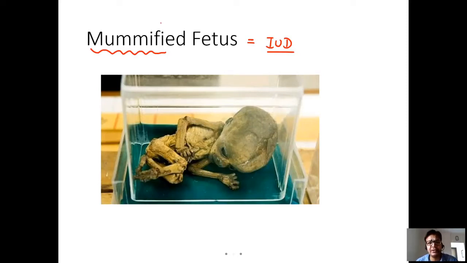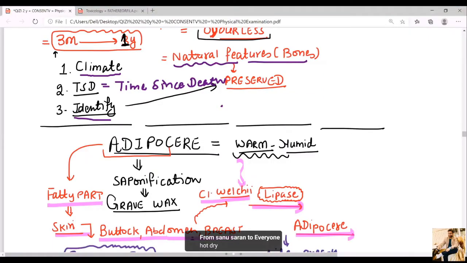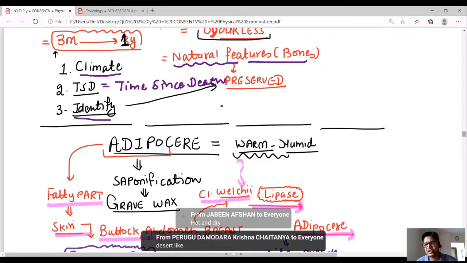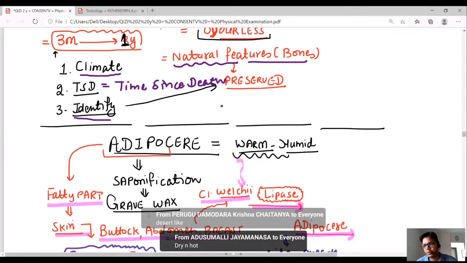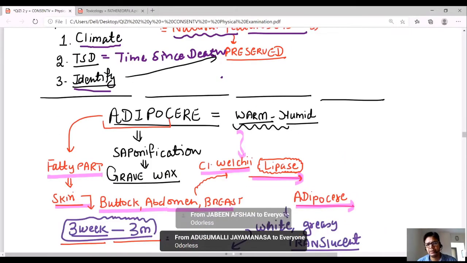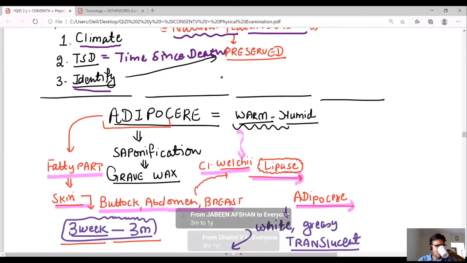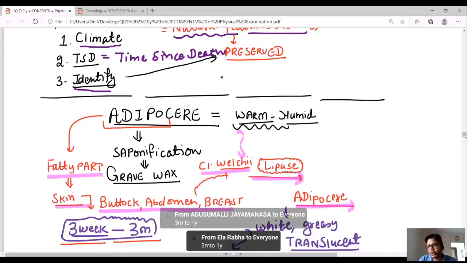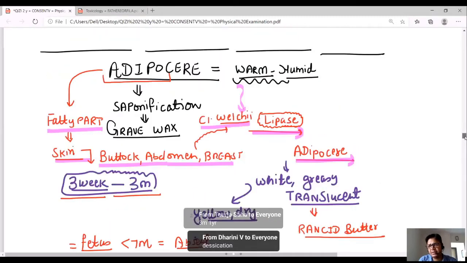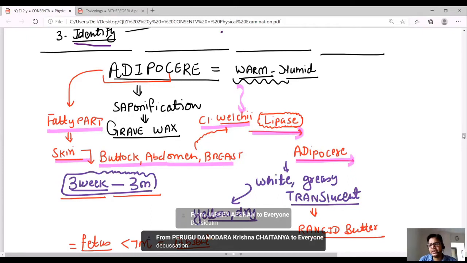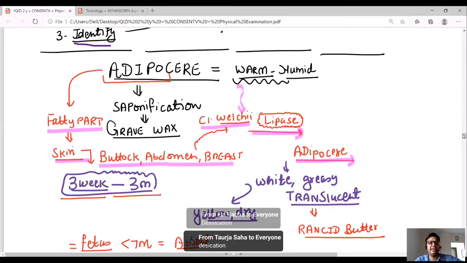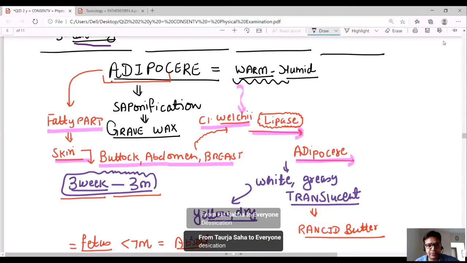Which climate shows mummification? First question. Keep speaking. Hot and dry. Dry and hot. Okay. Second question. What is the smell of a mummified body? No smell, odorless. What is the time required for the body to get mummified? 3 months to 1 year. Dr. Saab, mummification is also known as, what is another name of mummification? Sir, it is desiccation. Mummification is also known as desiccation. Absolutely right. Now I am coming to the next decomposition change, sir, adipocere.